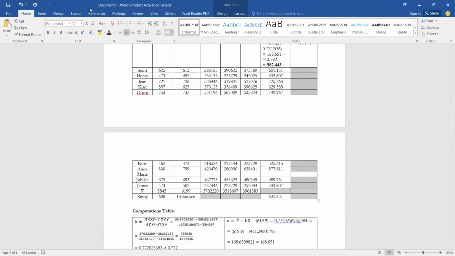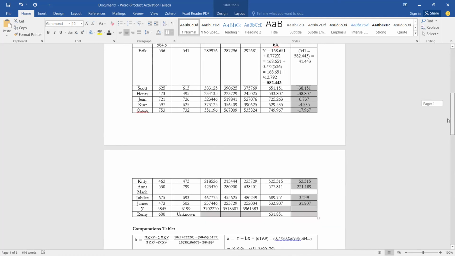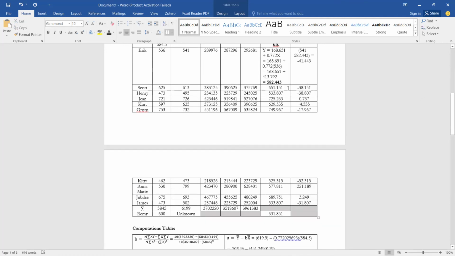Let's do the rest of the prediction errors. So once again, in Scott's case, the regression model over-predicted his score on quantitative ability. The same with Henry. Si Jean, on the other hand, the model under-predicted her score. She got 726, but the model only predicted that she will obtain 725.263. For Kurt, it's the same over prediction. Aurora over prediction.